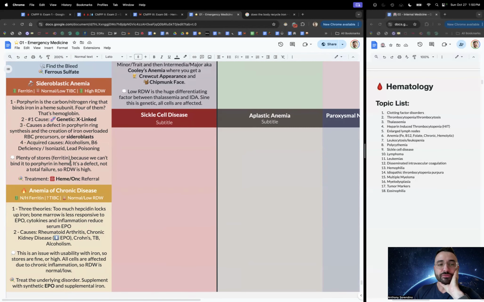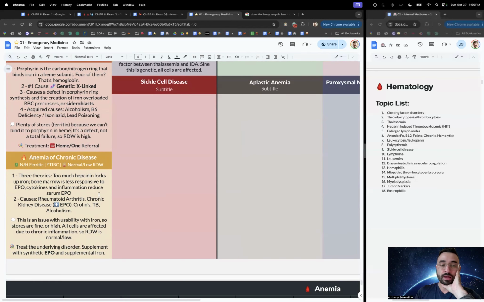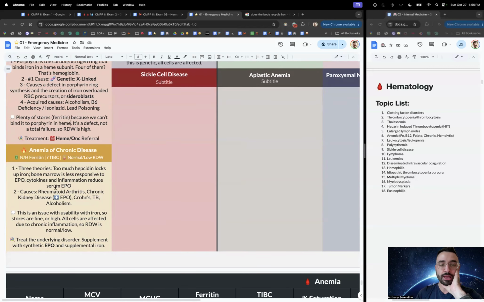And you have plenty of stores, but because you can't make these rings correctly, you just can't really use a lot of it. So that's why this is an anemia in general. And this is why ferritin here is going to be high when compared to iron deficiency anemia, when ferritin is going to be low. Anemia of chronic disease, you have like rheumatoid arthritis, or you have like CKD can do this, Crohn's, TB, alcoholism.